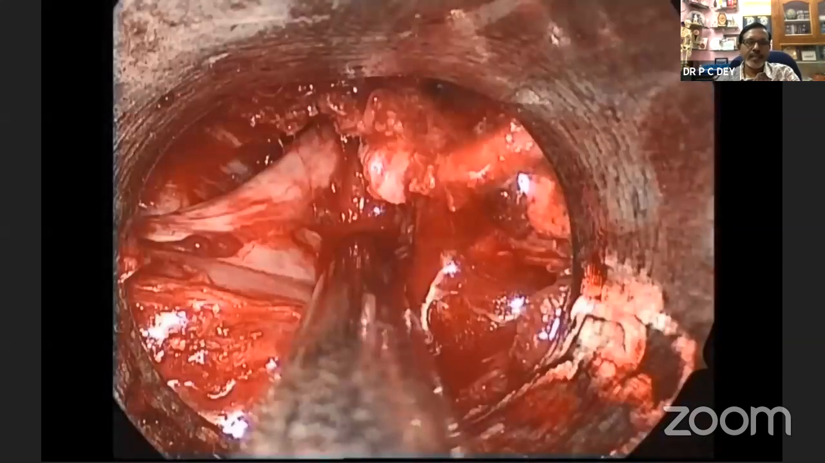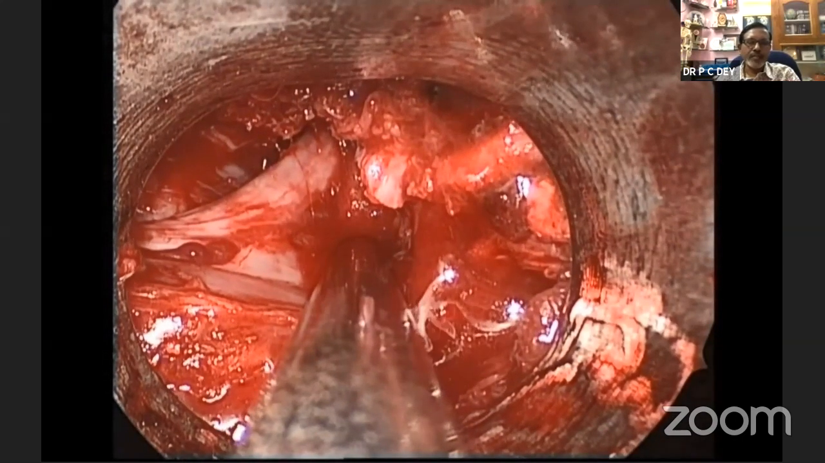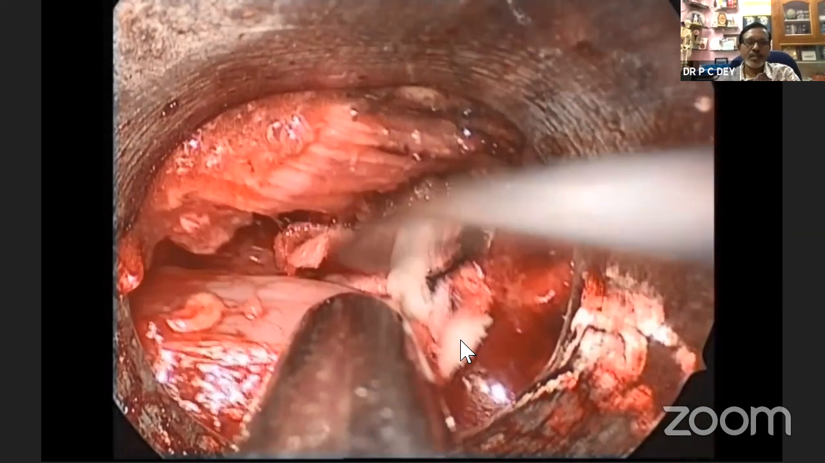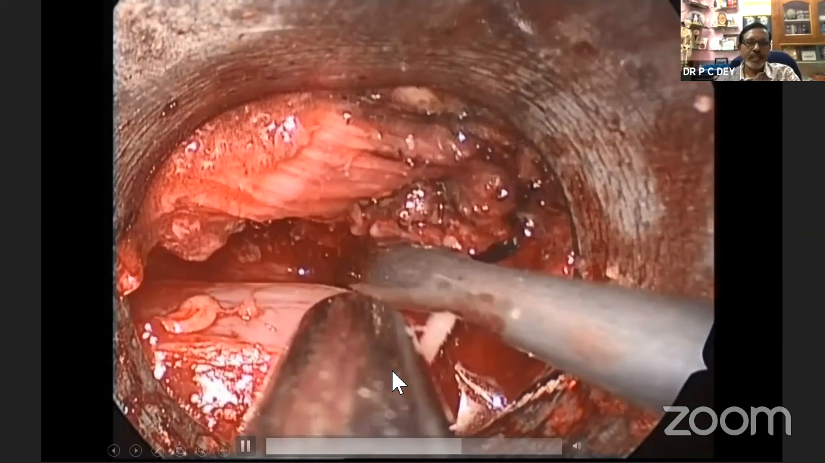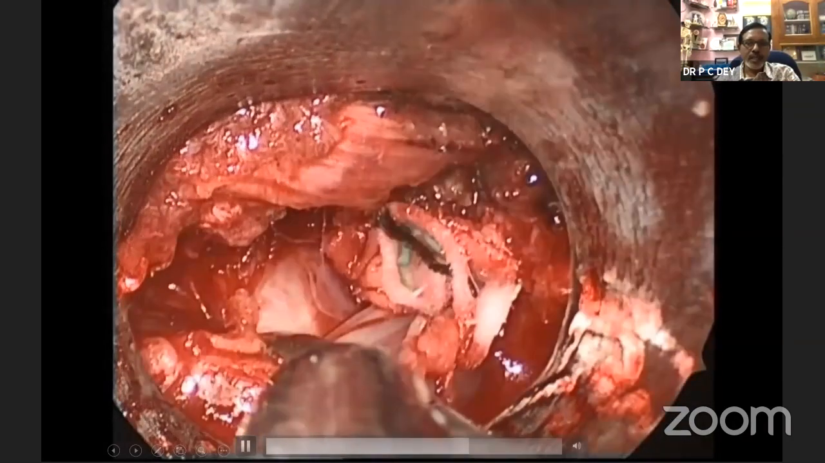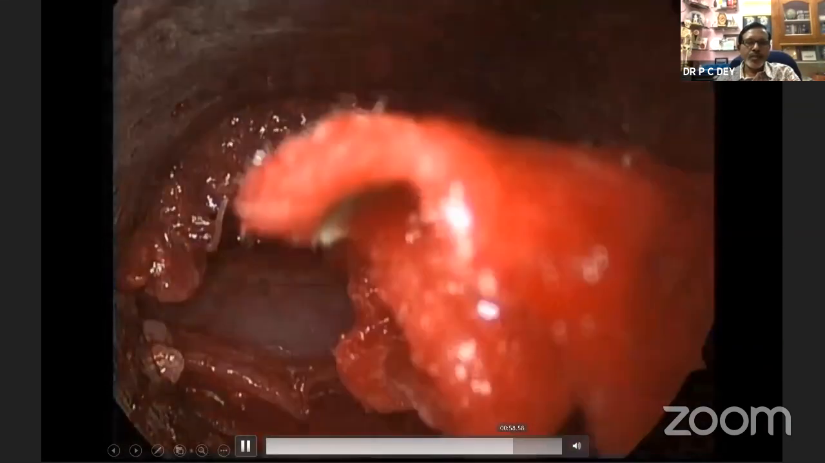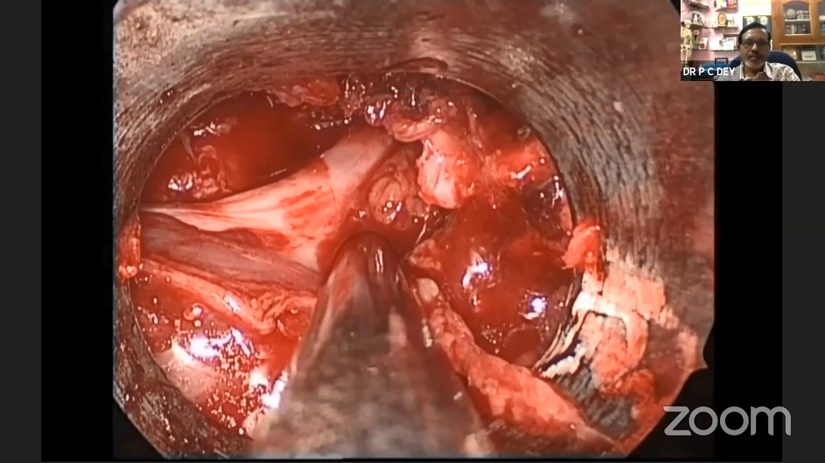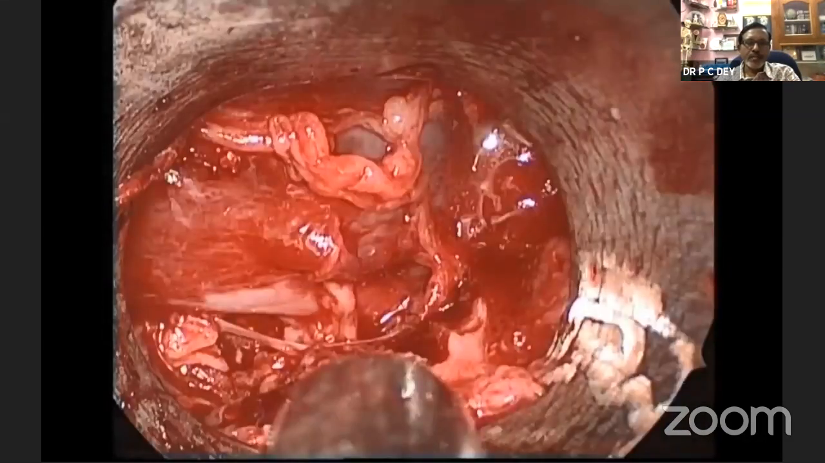Here it is the right side and left approach. So the left side at 9 o'clock position is the cranial, and the right side at 3 o'clock position is the caudal. And this is the opposite side disc, which we can also visualize. And then you can see this is the opposite nerve root decompressed up to the foramen. And this is the same side nerve root decompressed up to the foramen.